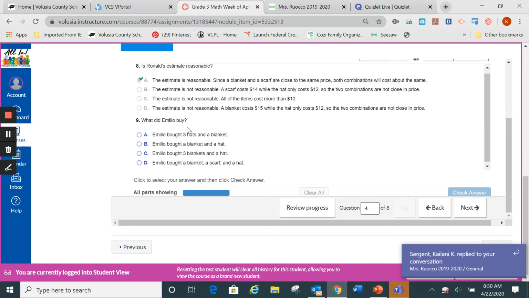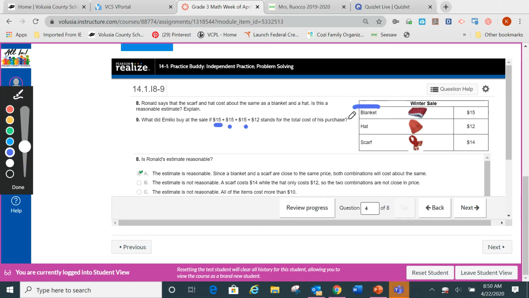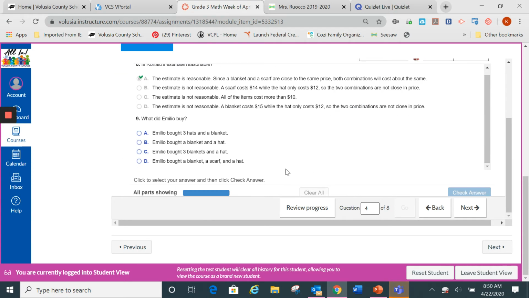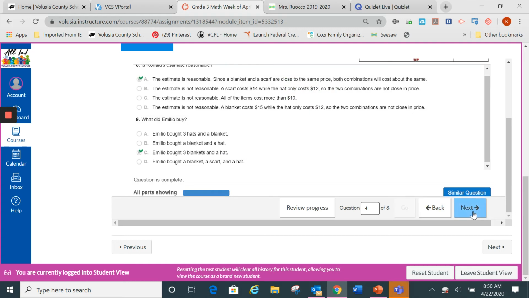And then what did Emilio buy? So I have to go back up here. It says, what did Emilio buy at the sale if 15 plus 15 plus 15 plus 12 stands for the total cost? So it looks like I have 1, 2, 3. I have 3 $15 purchases. So I have 3 blankets and a hat. Here we go. Check my answer. Awesome, and I move on.